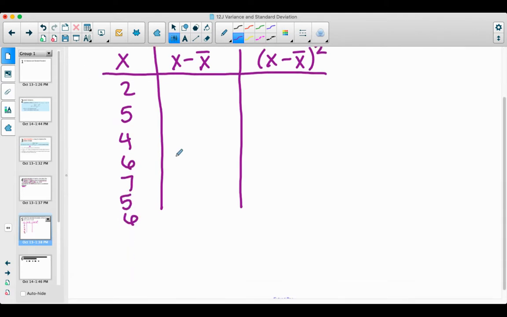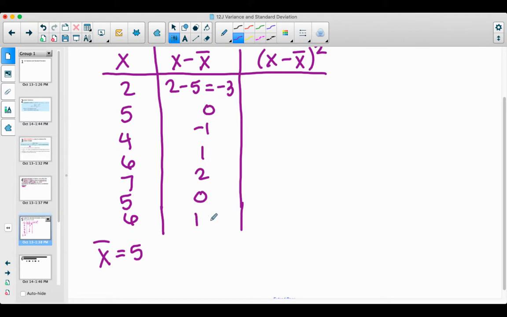Step one is we want to find the mean. You add all of these numbers together, and there are 7 of them, so you divide by 7, and we get a mean of 5. Step two is we take each of our numbers in the set and subtract the mean. So 2 minus 5 gives negative 3. 5 minus 5 is 0. 4 minus 5 is negative 1. 6 minus 5 is 1. 7 minus 5 is 2. 5 minus 5 is 0. 6 minus 5 is 1.